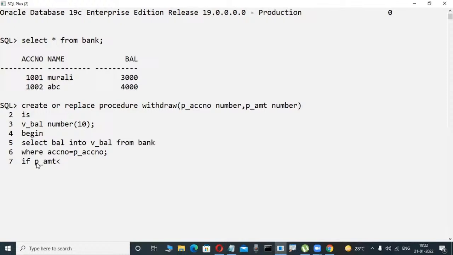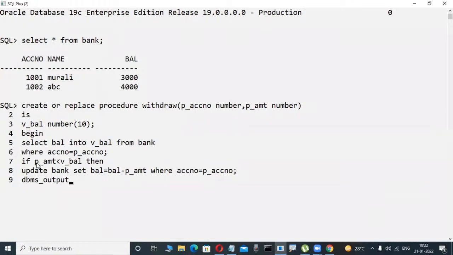Here, if that amount is less than the available balance, then I want to affect that in the database. Update table name, set balance equal to balance minus p_amount. Something like that is the coding. Okay, fine. Now check it out. Here I am writing a message, like in Java. Some messages I try to display: your transaction is successful.